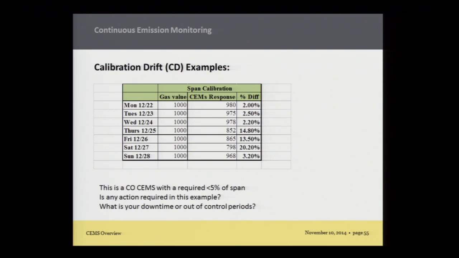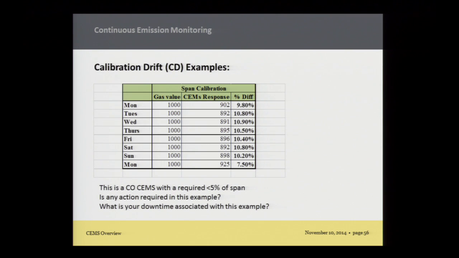So if I had come in here and run this, 30 seconds after my bad one or 2 hours after my bad one, I would have 26 hours, right? Because I would go back. But in this case, I didn't come in and run it until Sunday morning, and I got back to 3.2%. So I've got 48 hours of downtime, out of control time. Does that make sense?